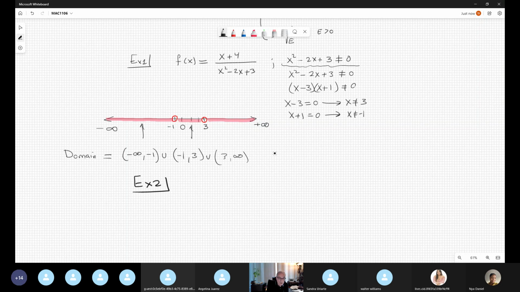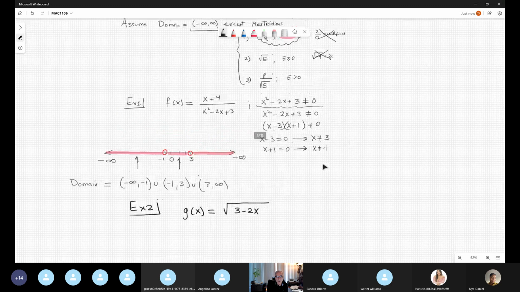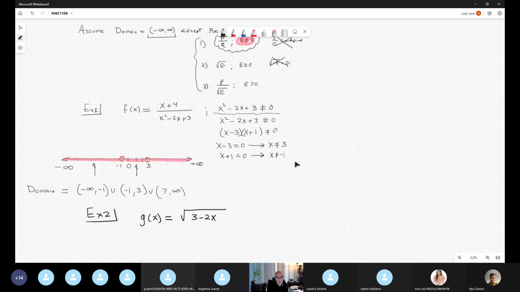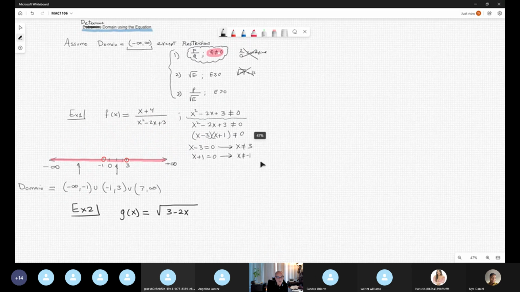Okay, example 2 is g of x equal square root of 3 minus 2x. My equation is, what kind of restriction are we using to determine the domain? Restriction number 1, restriction number 2, or restriction number 3? 1, 2, 3.